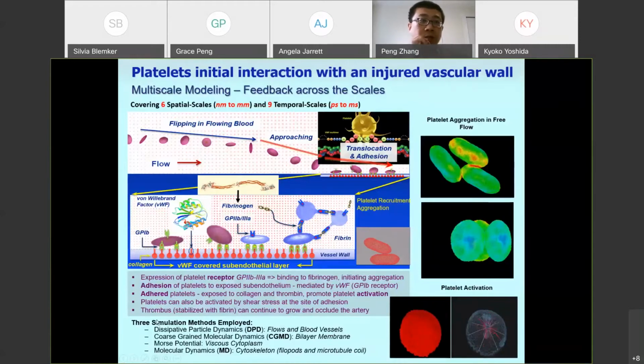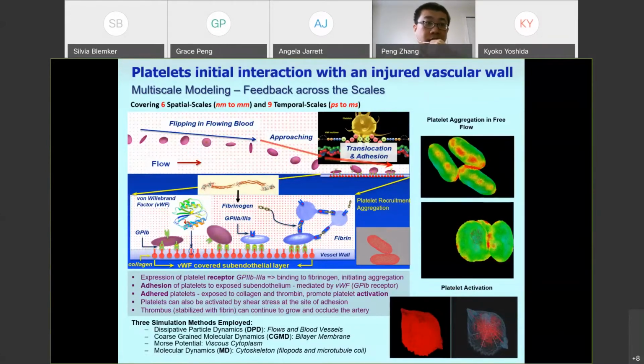Actually, our multiscale modeling framework is a particle-based method. It has incorporated 3 simulation methods. The very bottom scale is molecular dynamics. We use the atoms to simulate the internal structures of the platelets, including the cytoskeleton and the actin filaments. The very top scale method is based on the dissipative particle dynamics (DPD) method to simulate the viscous blood flow and also the blood vessels as the boundary conditions. In the middle, we developed the CGMD method as the interface between the MD and the DPD scales. We use the CGMD method to simulate the platelet membrane as the mechanotransduction pathway of the dynamic shear stresses from the surrounding flows to the internal structures.